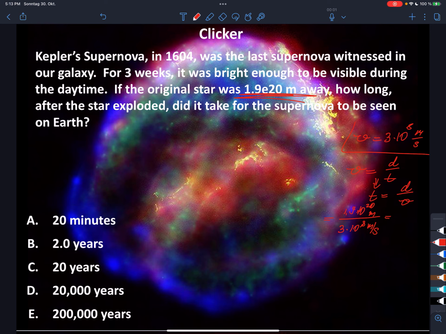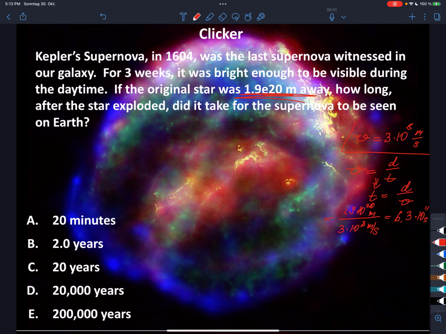I obtained 6.3 times 10 to the positive 11 seconds. Okay, this is a huge number. So, therefore we want to convert this into years.